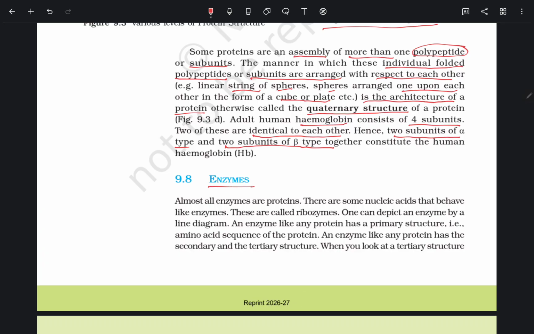Enzymes. Almost all enzymes are proteins. There are some nucleic acids that behave like enzymes. These are called ribozymes. One can depict an enzyme by a line diagram. An enzyme, like any protein, has a primary structure, the amino acid sequence of the protein. An enzyme, like any protein, also has the secondary and tertiary structure.